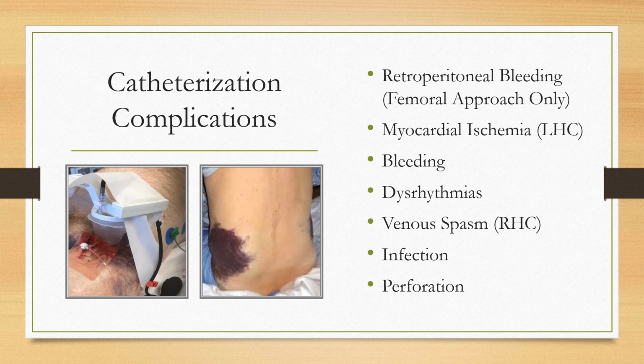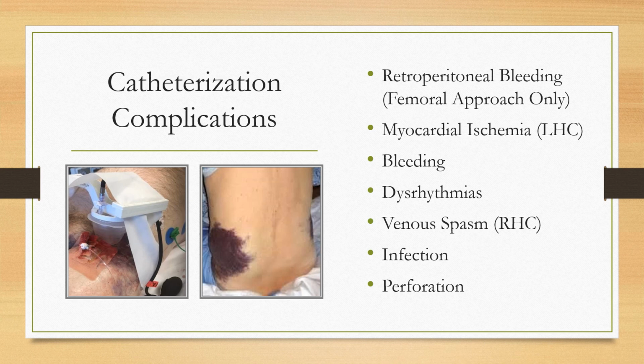Bleeding at the site of insertion, sure, because you're puncturing an artery if it's a left heart catheterization. Dysrhythmias, anytime you put a probe or a catheter into either side of the heart and you touch the wall of the inner chambers of the heart, you could trigger arrhythmias, so irregular beating of the heart. Venous spasm, sure, you could cause a vein to go into spasm with a right heart catheterization. Infection is always a risk whenever you open or puncture the skin.